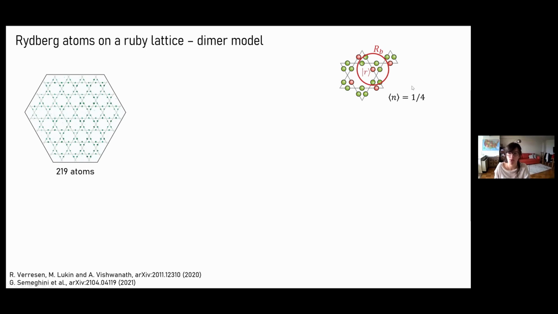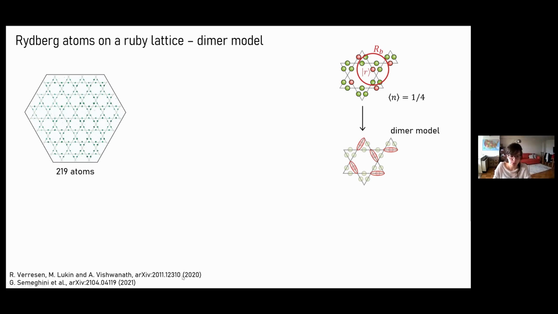Now, this constraint allows us to map this system onto a dimer model, where each Rydberg excitation corresponds to a dimer on the Kagome lattice that connects the two adjacent vertices, as I'm showing here. So this constraint on the density tells us that each vertex here can be touched by a maximum of 1 dimer. And I'm going to talk a lot about perfect dimer covering. What I mean by a perfect dimer covering is a system with exactly 1/4 filling, so each vertex is touched by exactly 1 dimer.